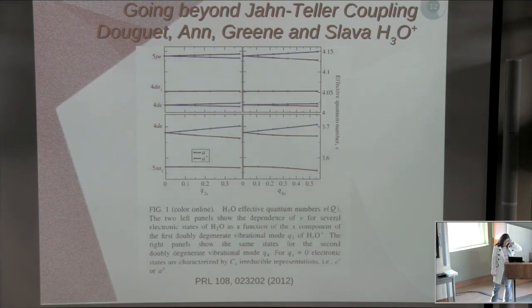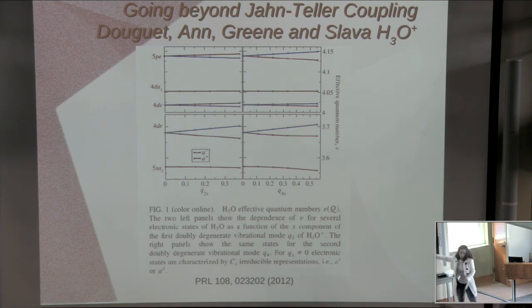Using this analytical form, going beyond the Jahn-Teller coupling, Dr. Slava and Dr. Greene calculated the cross section. They used this model to calculate the cross section for H3O+. On the y-axis you have the effective quantum number, proportional to the quantum defect, and Q2x and Q4x are the two normal modes for the vibration of quanta 1. You have to take into account these two normal modes, and they are both degenerate.